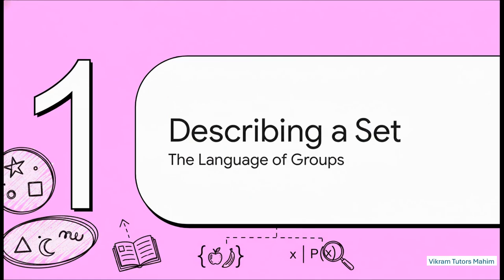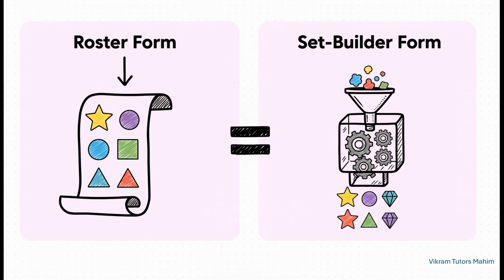Okay, great. We've got the what. We know a set has to be a well-defined collection. Now, how do we actually write them down? How do we communicate what's inside our collection? Turns out there are two main ways to do this. So on one hand, you've got what's called roster form. This is super straightforward. It's just the guest list, right? You list out every single member.